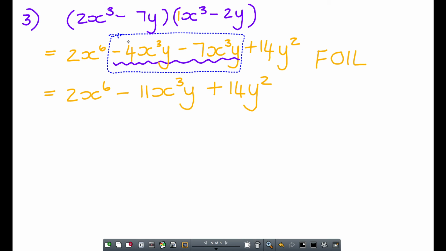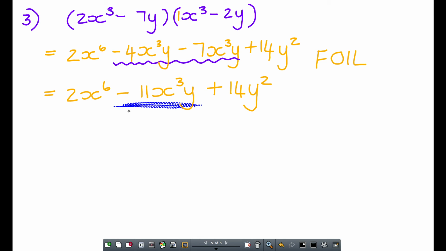So minus 4 minus 7 is going to give me minus 11. And look at the unknown, it stays the same. Remember we said minus 4 pineapples, minus 7 pineapples is not going to become apples all of a sudden. It's going to stay pineapples. So the unknown stays the same. And then that last term, the 14y squared, stays 14y squared because we couldn't simplify. It didn't have any like terms.